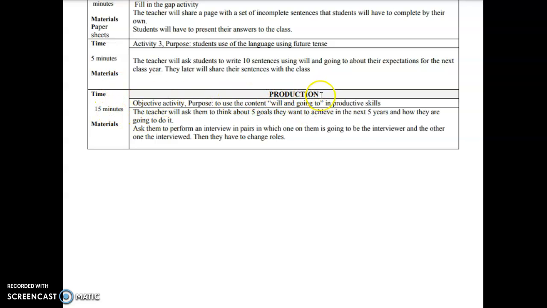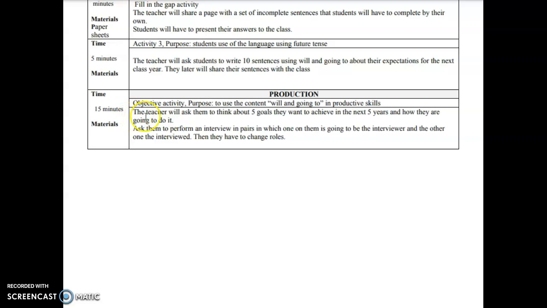Then we have the production, the final activity. The purpose of the production is to use the content, will and going to, in productive skills. So in the production, as the word says, they are going to produce the language. They are going to produce the topic that the teacher has explained in the class. And here they are going to show if they have had a good understanding of the topic.